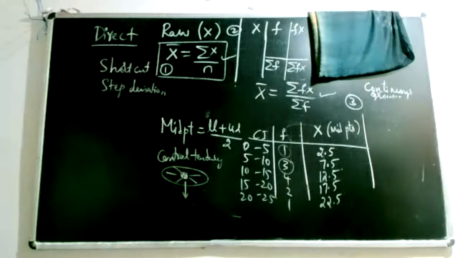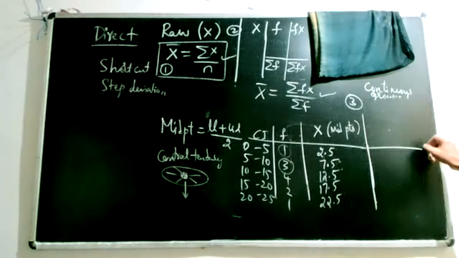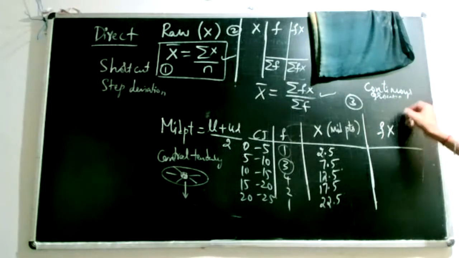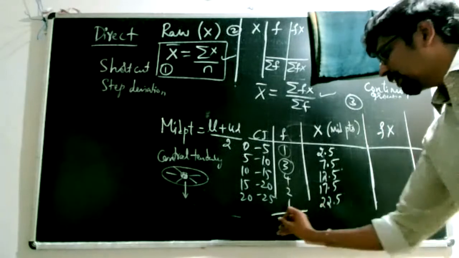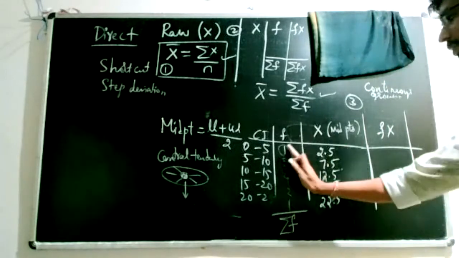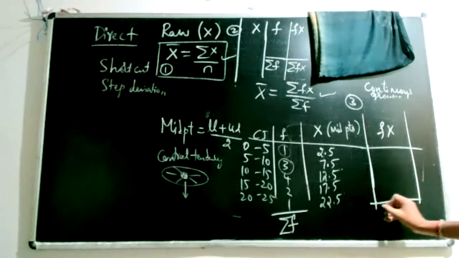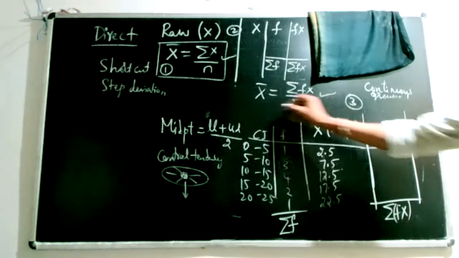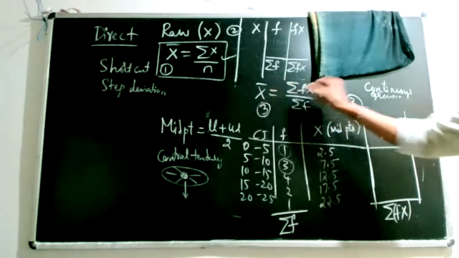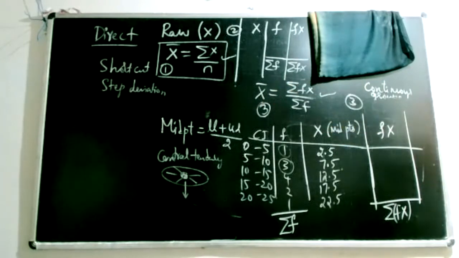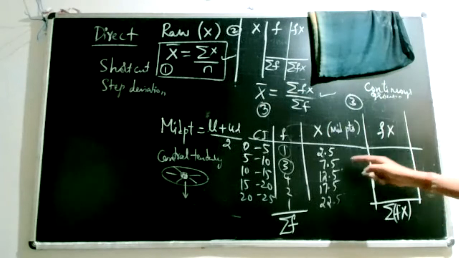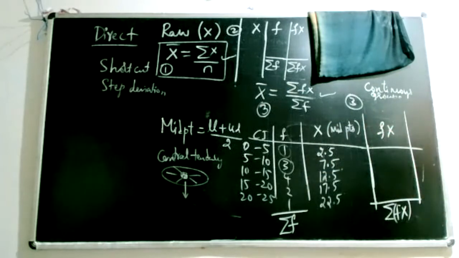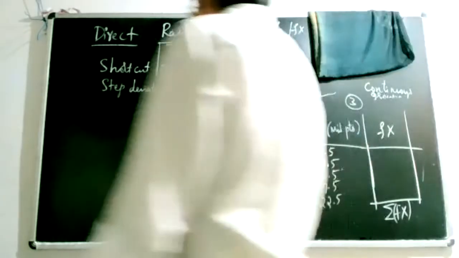Once you compute the midpoints for this class interval data, then you proceed as usual. So compute the total frequency. You will multiply f with the respective value of x, obtain the total of fx, and use the same formula: x bar is equal to sigma fx divided by sigma f to calculate the value of mean. So this is how we compute the arithmetic mean.